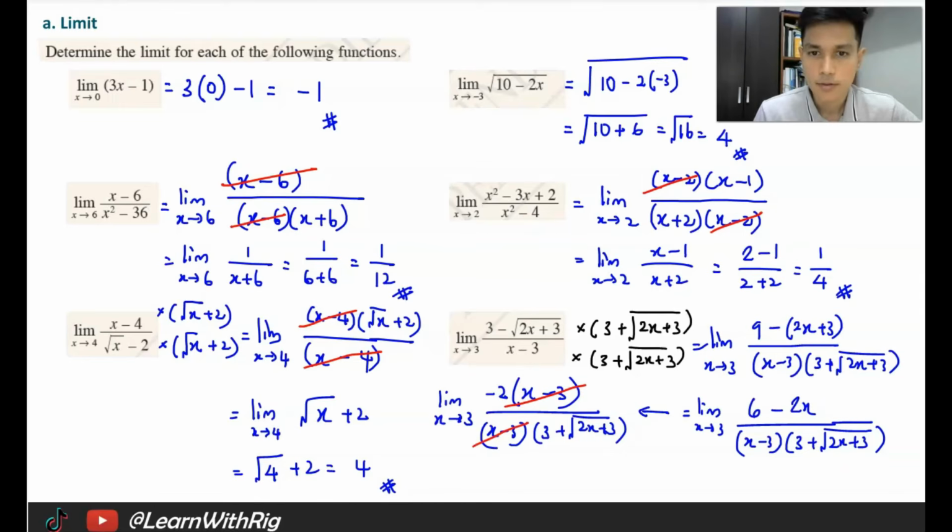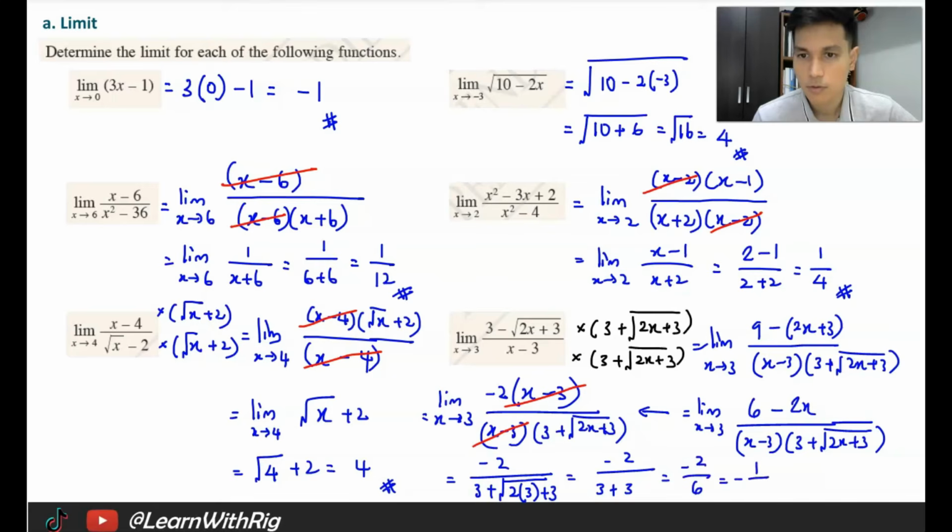So in the end, now you can straight away substitute x equals 3. When you substitute, you should get negative 2 over 3 plus square root of 2 times 3 plus 3. So what do you get? Negative 2 over 3 plus, so 3 times 2, 6 plus 3, 9. You square root, you get 3. So you get negative 2 over 6, which is negative 1 over 3. So this is your answer. Alright, so that is basically it for limits.